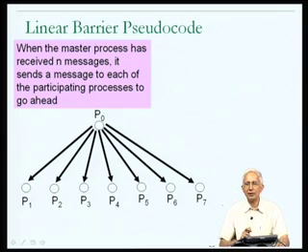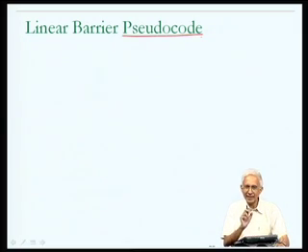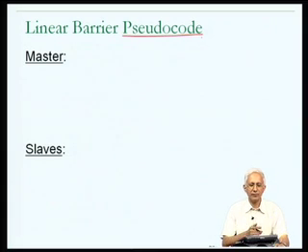This is how the linear barrier works, and you can understand why it's called a linear barrier. In the first step, each of the processes sends a message to the master, and in the second step, the master sends a message to each of the 7 processes. Each of these is happening in some sense in a sequential order, as we will see when we look at the pseudocode. By pseudocode, we mean the C-like or MPI-like statements that are going to be executed by the master and by the slave. The sequence of events is that as soon as each of the slaves reaches the barrier, it will do a send to the master.